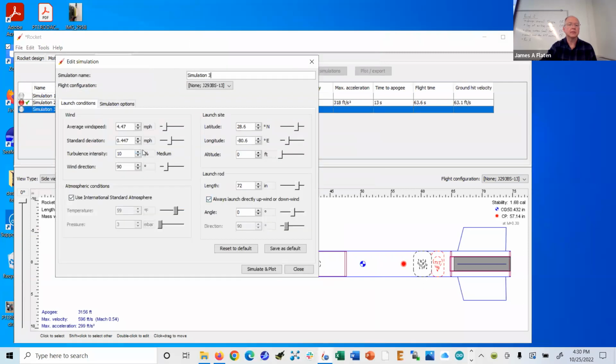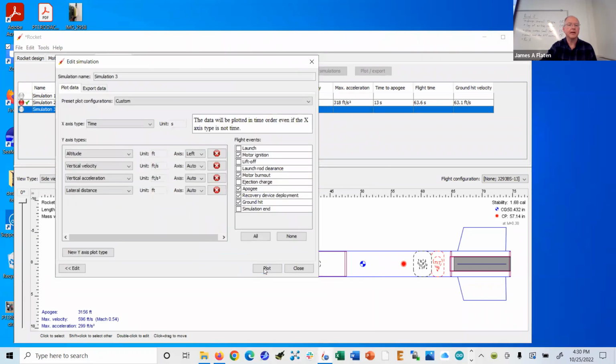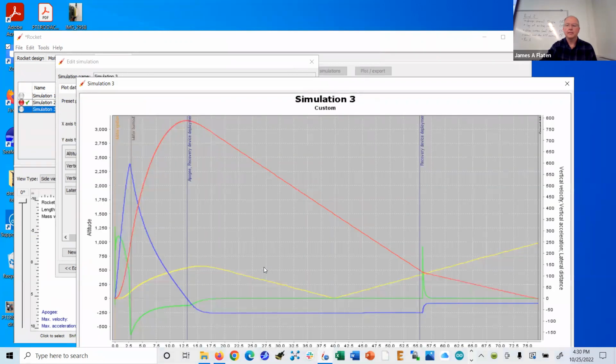New simulation. Everything is still the same. Simulate and plot. Everything is still the same. That looks much healthier. See that it lands slower? Basically at 500 feet, it pulls the second parachute and lands slower. Still gets to about 3,000 feet. I'm okay with that.